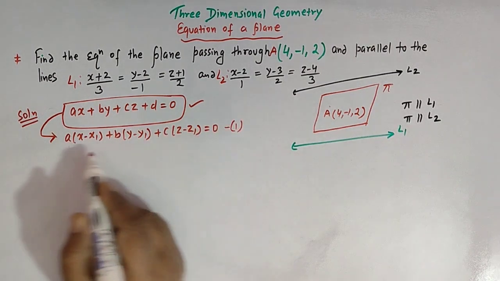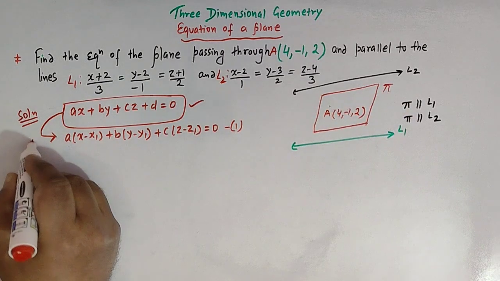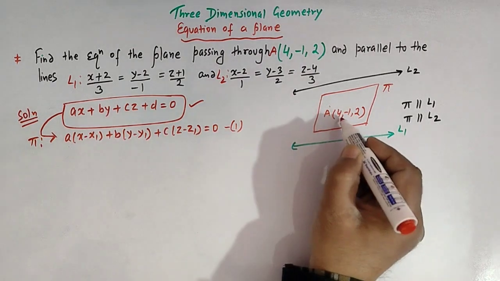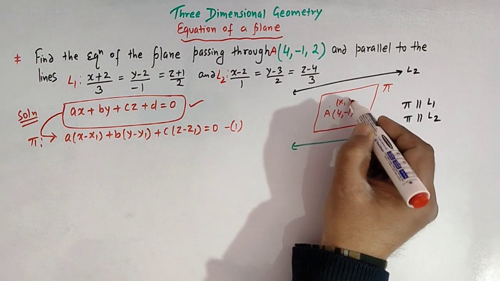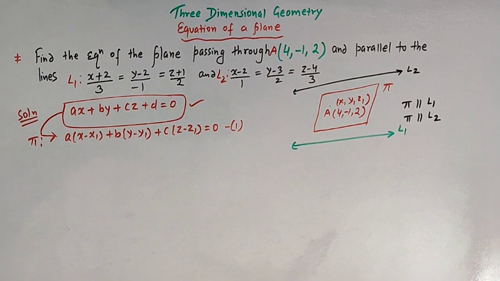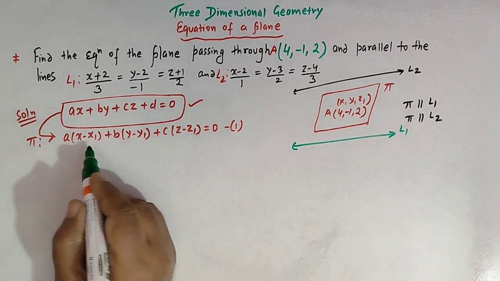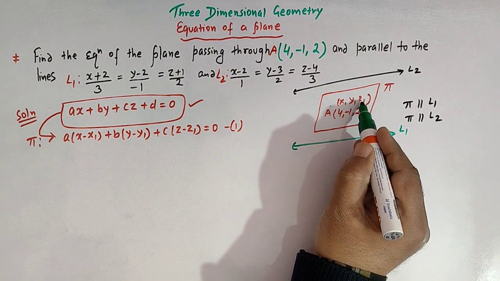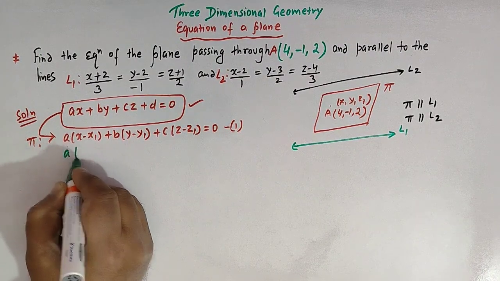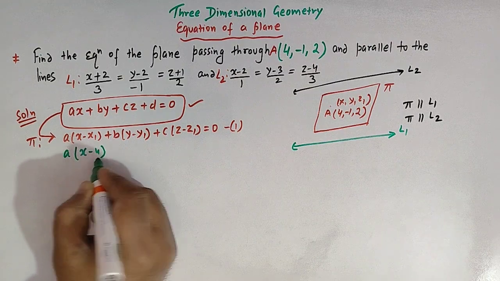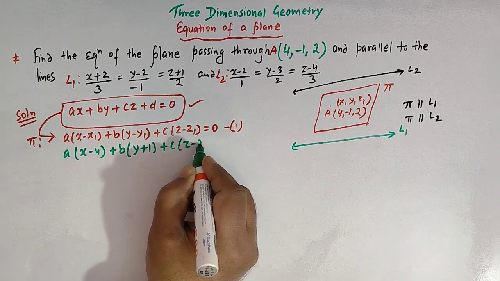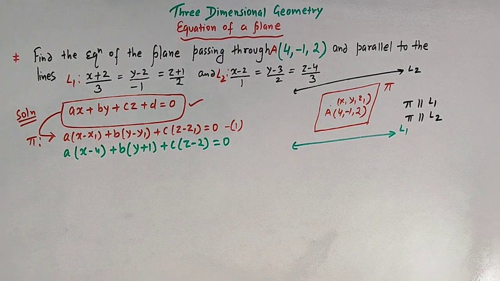Let us now assume that the equation of this plane pi is given by this equation, where x1, y1, z1 is the point (4, -1, 2). Let us substitute the values of x1, y1, z1 as 4, -1 and 2 in equation number 1. So we have a(x - 4) + b(y + 1) + c(z - 2) = 0.